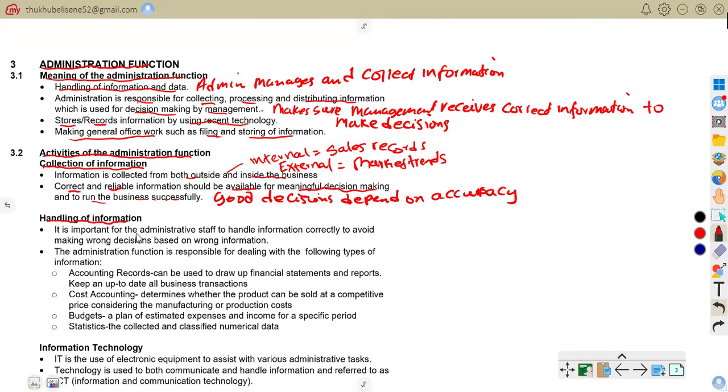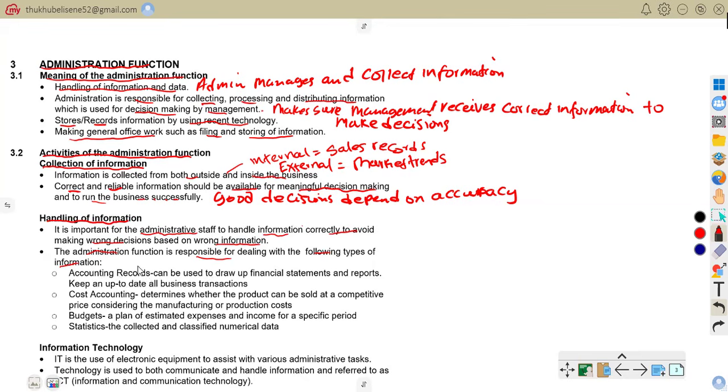As it says, it is important for the administrative staff to handle the information correctly to avoid making wrong decisions based on wrong information. So wrong information leads to wrong decisions. For example, wrong stock number leads to over ordering. So now we are moving on. The administration function is responsible for dealing with the following types of information.